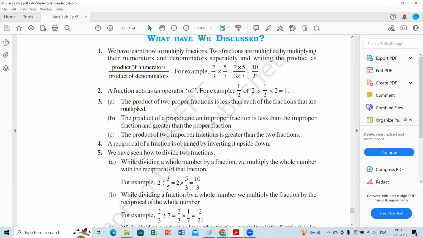Meghna: We have learned how to multiply fractions. Two fractions are multiplied by multiplying their numerators and denominators separately and writing the product as product of numerators by product of denominators. For example, 2 by 3 into 5 by 7 is equal to 2 into 5 by 3 into 7, which is equal to 10 by 21. Very good, very confident girl.